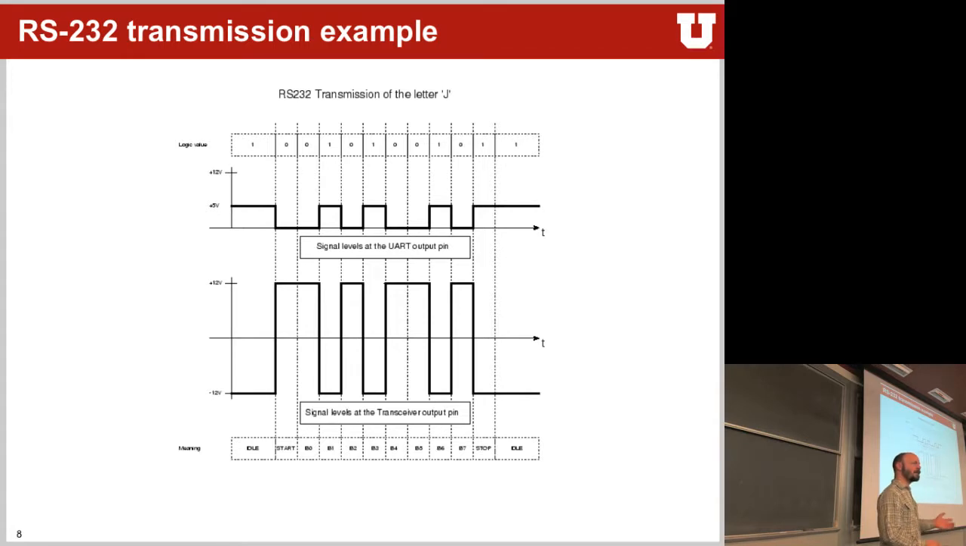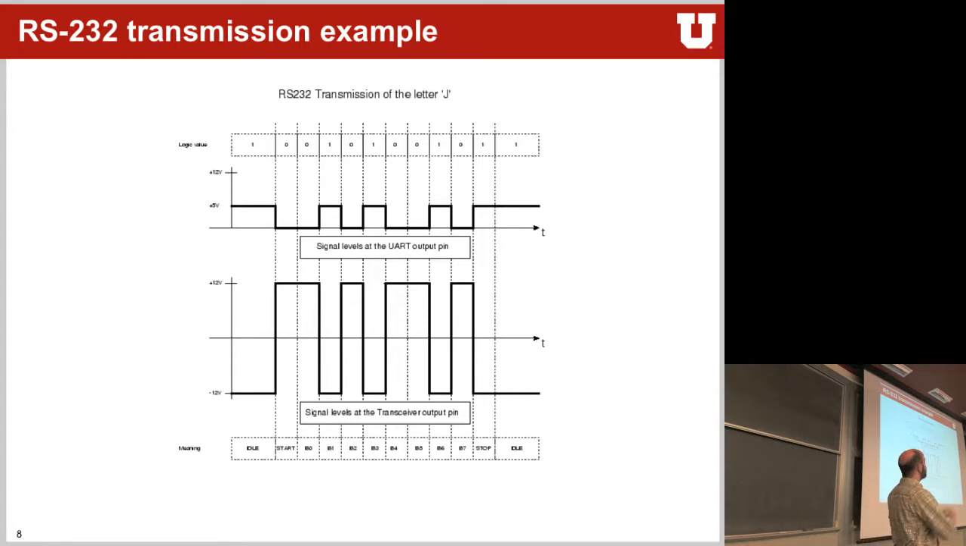RS-232 is very similar to UART, but instead of going 0 to 1 at TTL levels, it goes from minus 12 to 12 volts. Why would you do that? Why not just use UART? Longer distances, yes. Because now you can reject noise a lot better because you have higher voltages, and you can go longer distances cable-wise. But otherwise it's very similar.